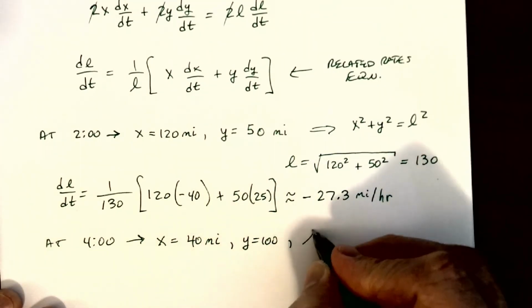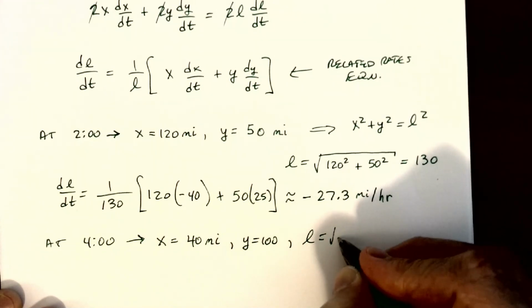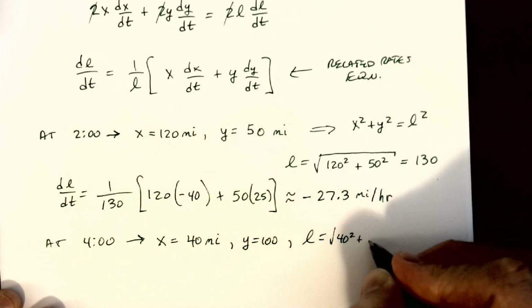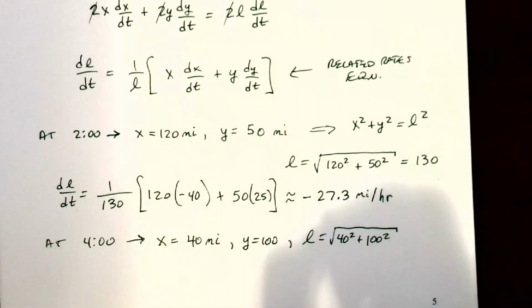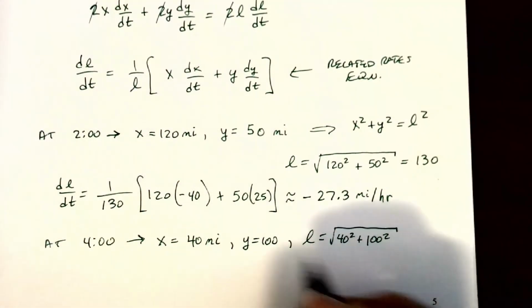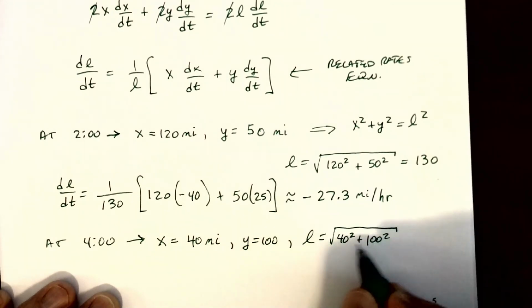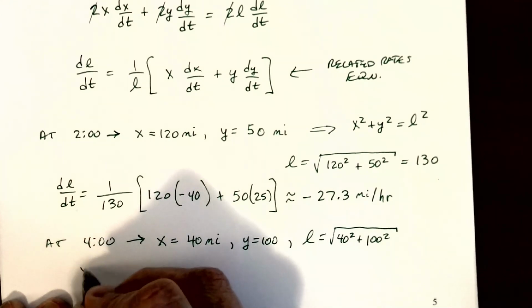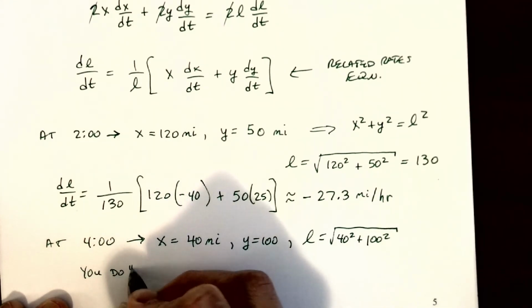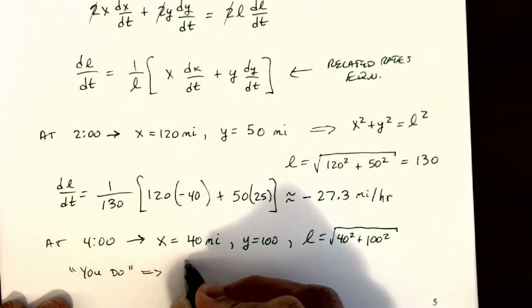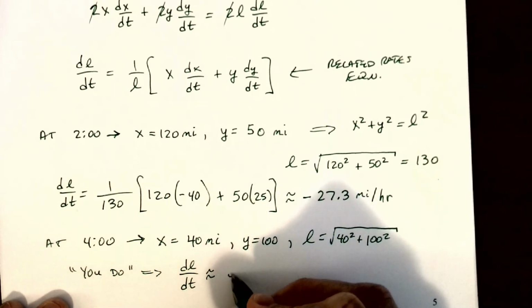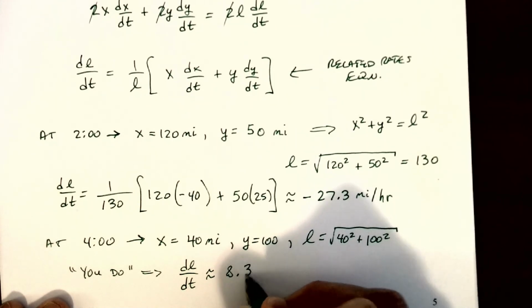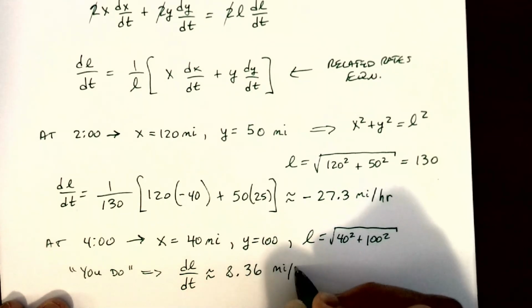And then what's L? Right from above, it's going to be the square root of x squared plus y squared. This doesn't come out to a nice number, so if you can approximate this with your calculator, I'll let you do that. You check and plug in the values, and you see that dL/dt in this case is approximately equal to 8.36 miles per hour.